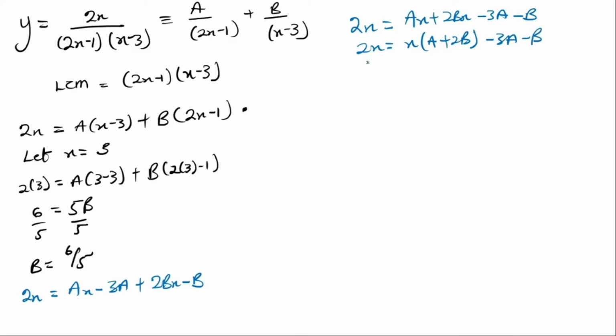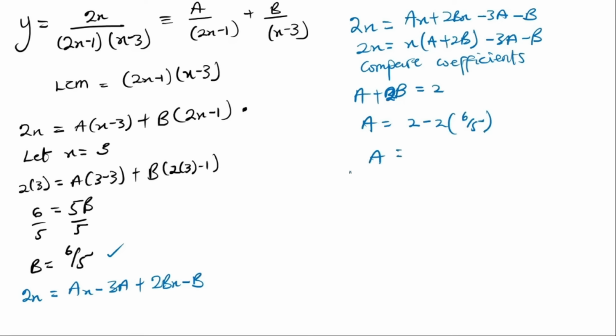So from here, if we compare coefficients, okay, we can see that here has an x multiplying it, here also has an x. So it means we can equate the two of them. So we can say a plus 2b is equal to 2 over here. But we know that b is 6 on 5. So we can do the substitution and get the value of a. So it means our a is now equal to 2 minus 2 into bracket, the b is 6 on 5.